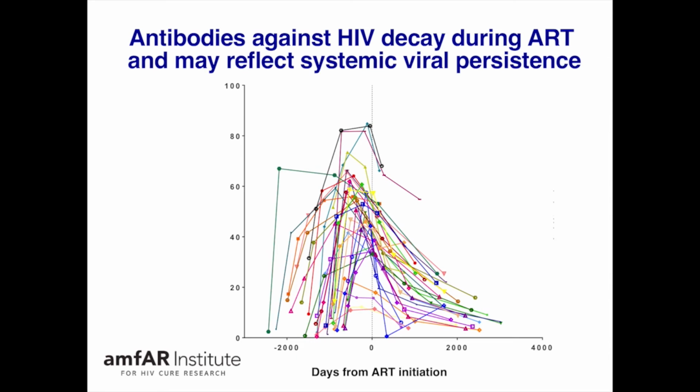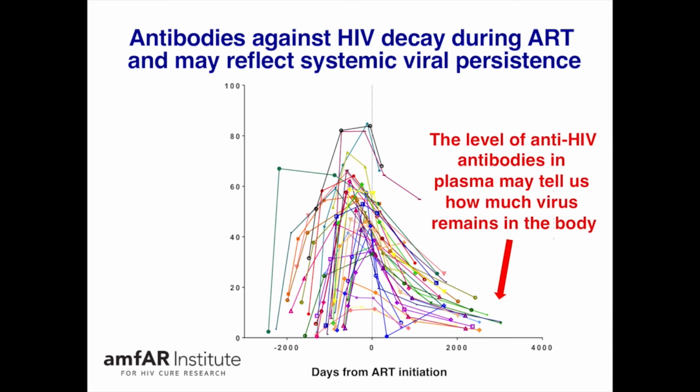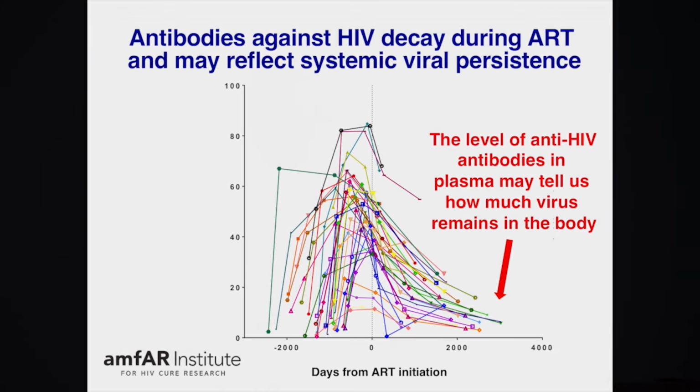But when patients go on antiretroviral therapy, you can see that there's this very consistent decay in the circulating level of antibodies against HIV. But the antibodies don't disappear off of the map entirely, it seems. So one of the questions that we're entertaining is, does the level of anti-HIV antibodies in circulating plasma during antiretroviral therapy actually tell us something about how much virus remains in the body?